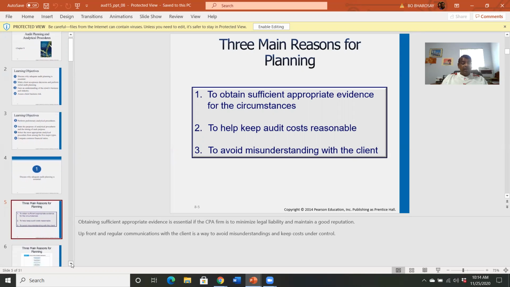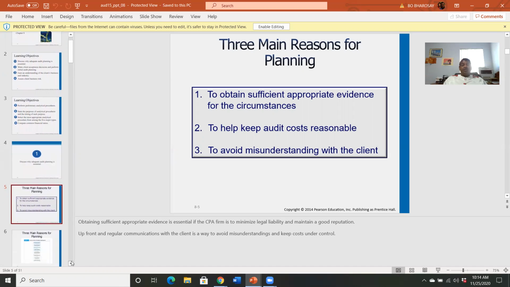So planning is extremely important in the audit, as in everything else that we do in our life. If you do not plan something properly, the execution cannot be efficient. Now, it doesn't mean that because we plan it well, it will be executed well. But for something to be executed well, there must be a proper plan.